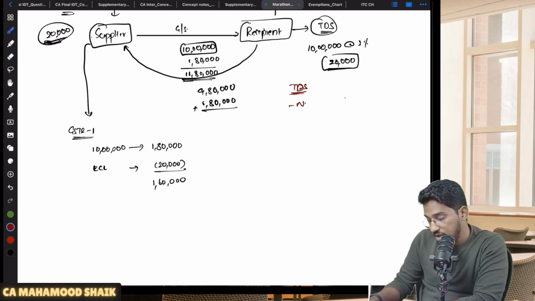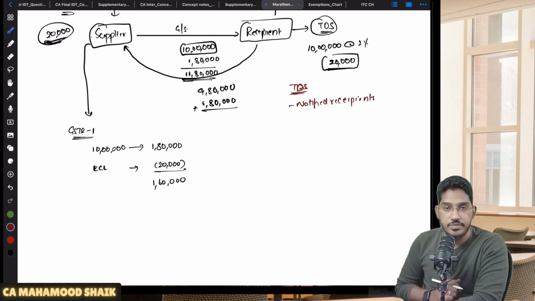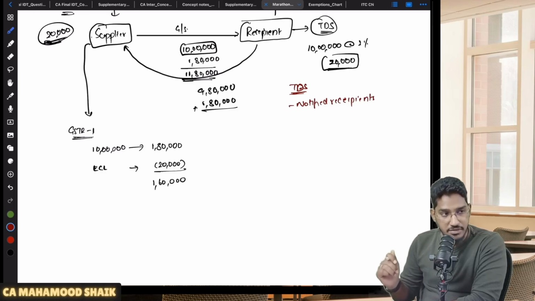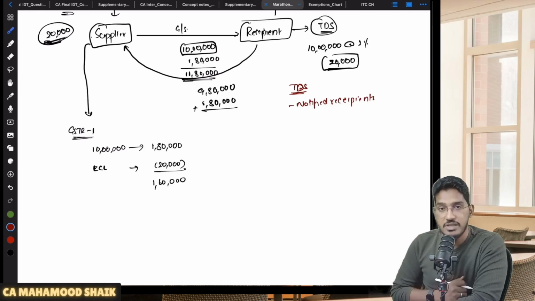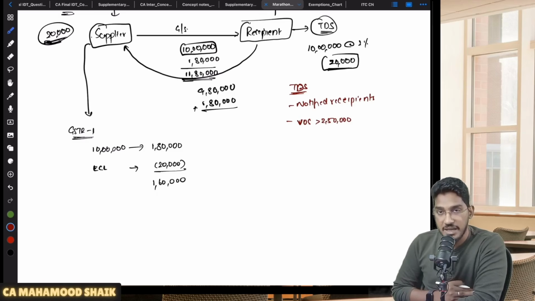So let me put it this way, the government has notified certain recipients. Only for those recipients, only for the notified recipients, TDS provisions will become applicable. Then, TDS will become applicable for those notified recipients also only when the value of supply under a contract exceeds 2,50,000. When the value of the supply under a contract exceeds 2,50,000, then only TDS will become applicable.